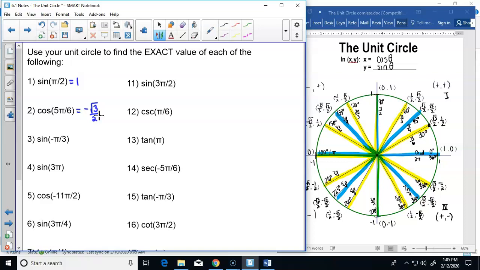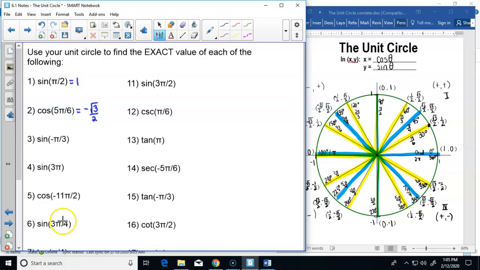Let's stick to only things that are on the unit circle today. So negative pi over 3, not on the unit circle. I'm going to skip it for right now. We're going to go over it tomorrow, mostly because I don't want to rush through explaining that since we're about to run out of time. 3 pi, not on the unit circle. I'm going to skip it. 11 pi over 2, not on the unit circle. I'm going to skip it.